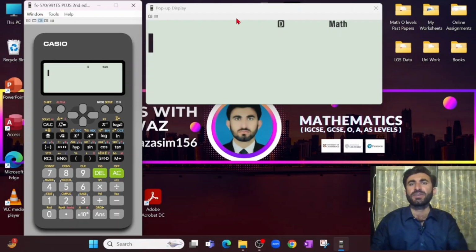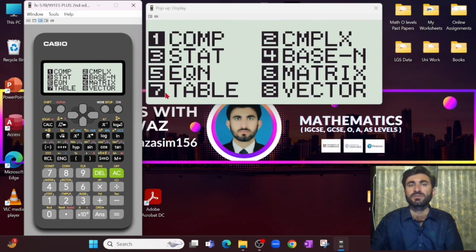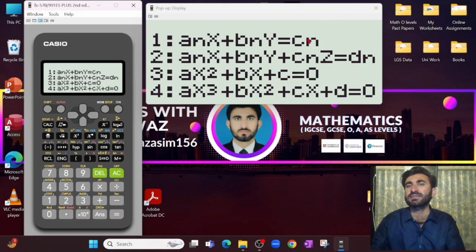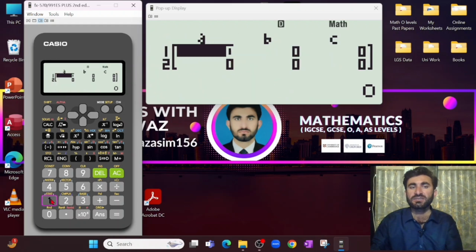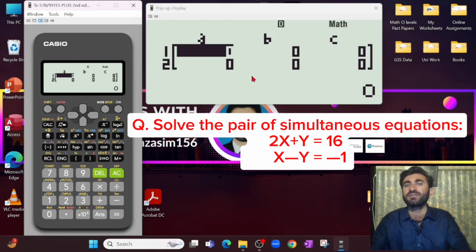In order to solve a pair of simultaneous linear equations using calculator, press setup button, then press 5 which reads equation, then press 1 which is actually the standard form of a set of simultaneous linear equation. Press 1 and it asks for the value of A, B and C twice. So we have taken a pair of simultaneous equation. You can see that it is 2x plus y is equal to 16 and x minus y is equal to minus 1. So what are the value of A, B and C? A is the coefficient of x, B is the coefficient of y and C is constant on right hand side.